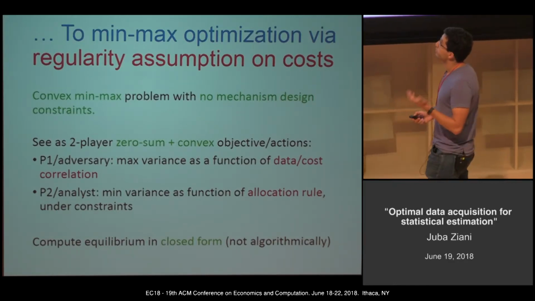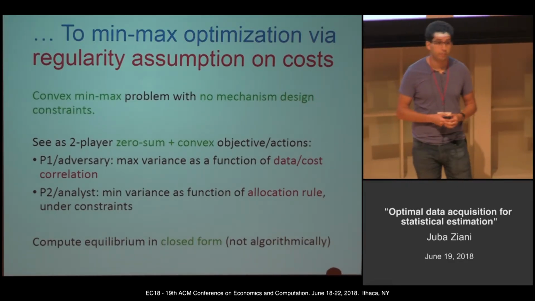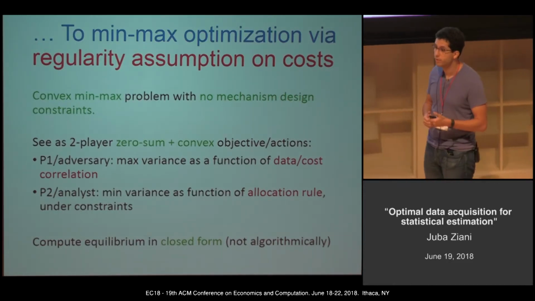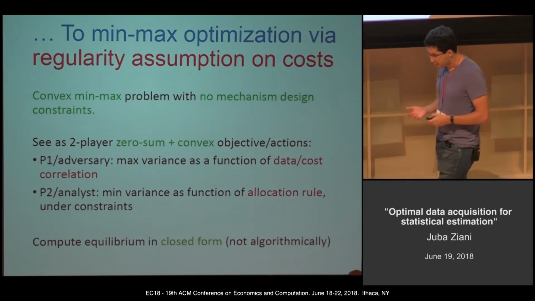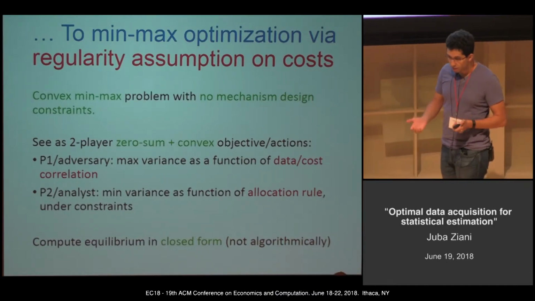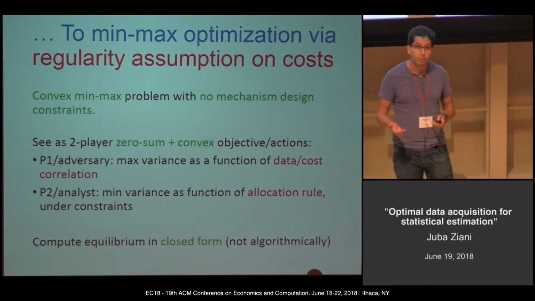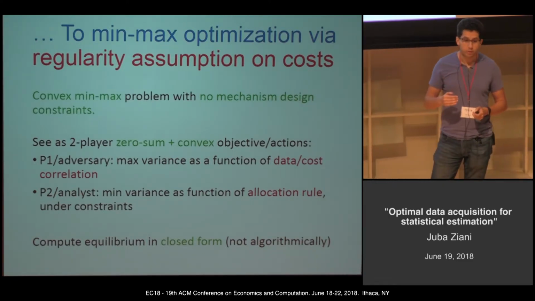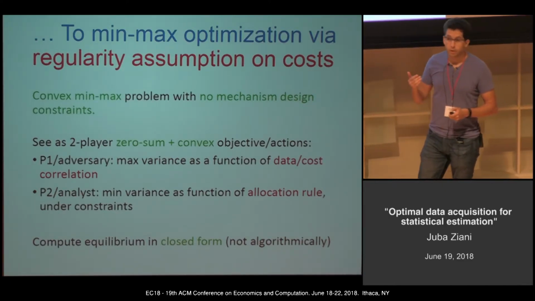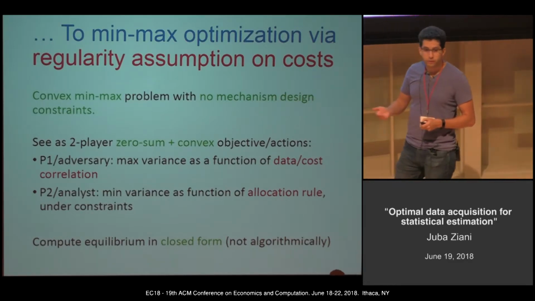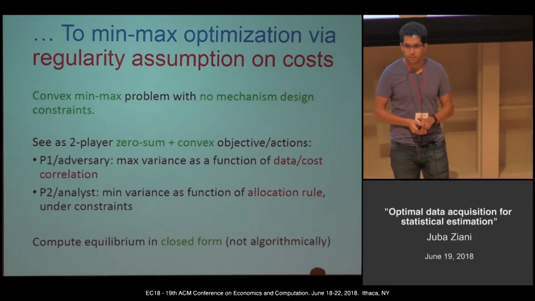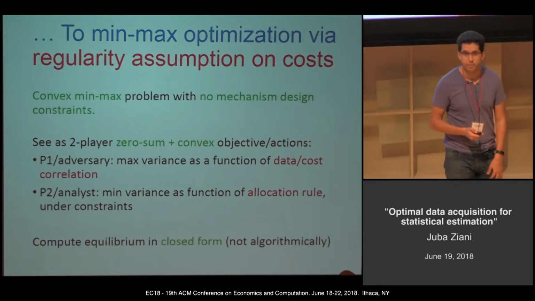And so once you have this zero-sum game, if you want to find an optimal solution for the analyst, you just need to compute an equilibrium of this game, which is algorithmically an easy problem, but I would like to point out that we're not just giving you an algorithm to solve this problem. We're actually finding the solution in closed form, which requires a lot more work and is not trivial and is pretty much the bulk of the paper.